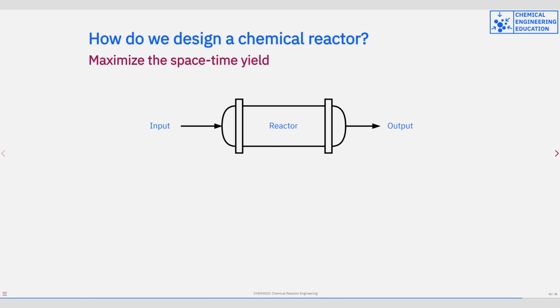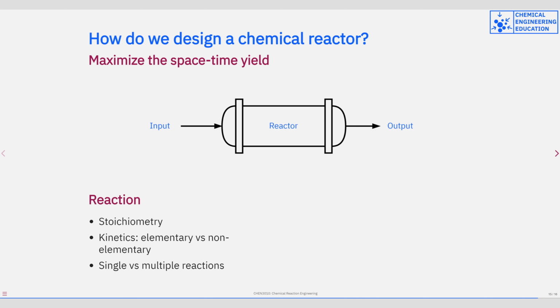Several factors influence this. On the reaction side, stoichiometry, the quantitative relationship between reactants and products in a chemical reaction. Kinetics, how fast chemical transformations occur. The distinction between elementary and non-elementary reactions is important because it affects how rates are modeled and predicted. Elementary reactions have a rate that is directly proportional to the concentration of reactants, while non-elementary reactions have more complex rate expressions.